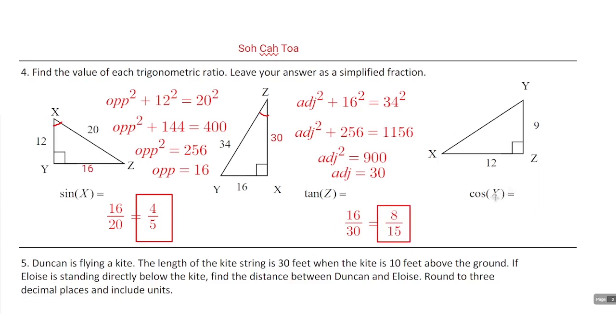The last one here is asking for cosine. Here we don't know the hypotenuse. So cosine of x, here's the angle x, and cosine is adjacent over hypotenuse. We need to know the hypotenuse.